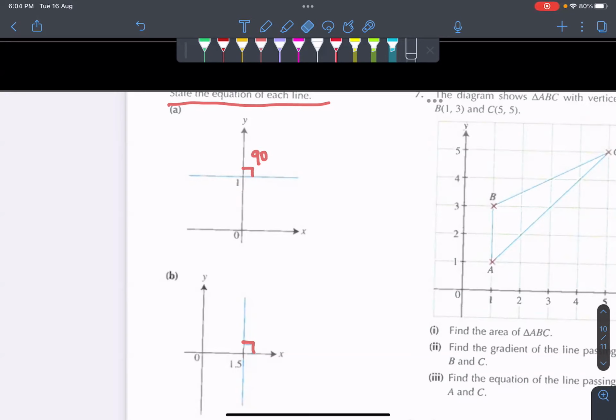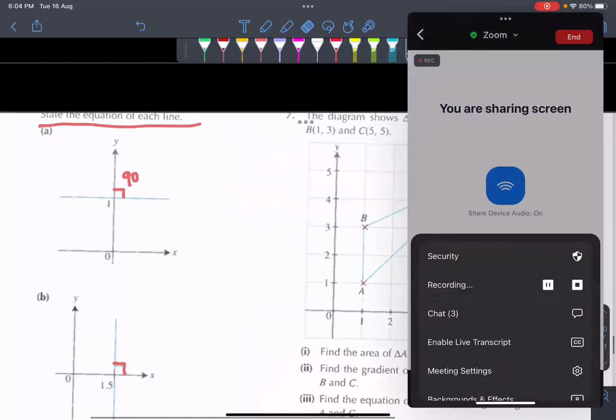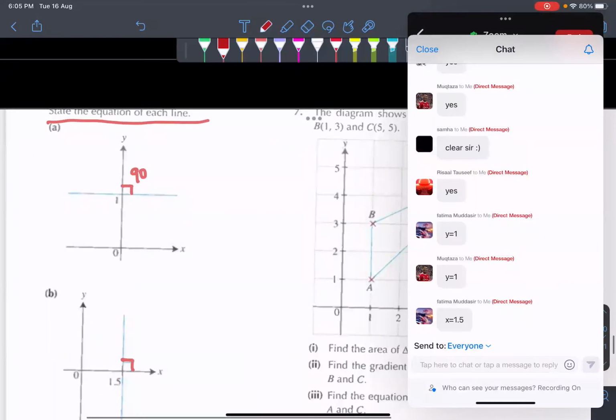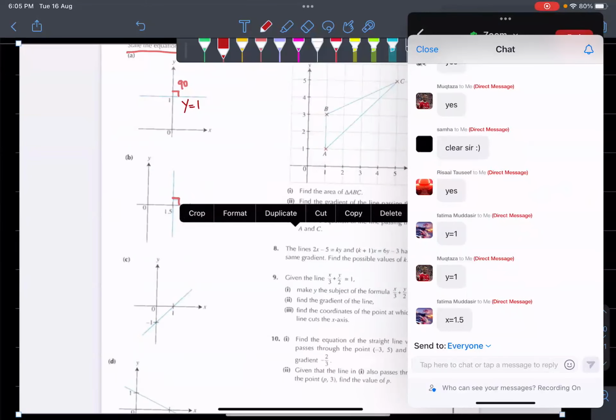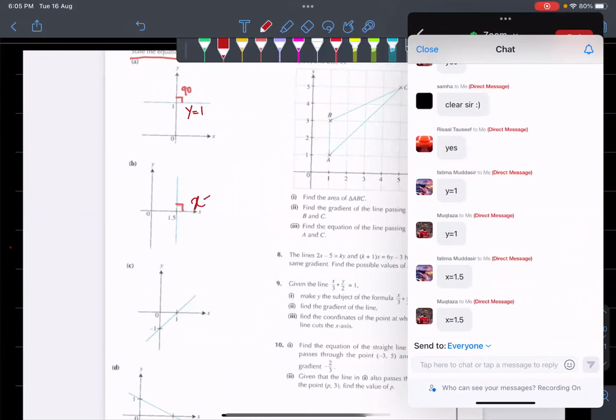Please do part A and B. What will be the equation for part A? Hurry up. Y equals 1. Correct. Y equals 1. That's good. For part B, it will be x equals 1.5. Perfect. Now for part C, the line is not horizontal, nor is it vertical.